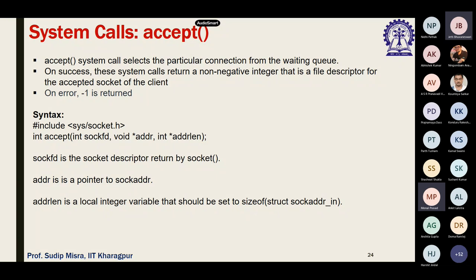This accept function takes 3 different arguments. The standard good old sockfd, which is the file descriptor returned by the socket function. And then this address, which is the pointer to sock address, and address length is the local integer variable that should be set to the size of this, exactly the same thing, right? Here, this part I will just check a little later.